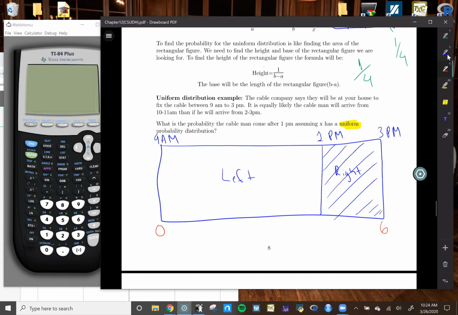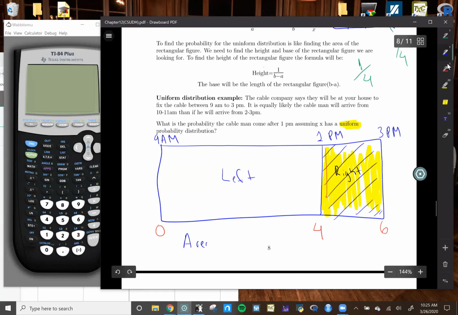Okay. So if the cable guy arrived at 1 p.m., how long did we wait for? How many hours did we wait? 4 hours. Good, Naomi. Everybody get where that 4 came from? Okay. So here comes the important stuff. We want to find this probability.